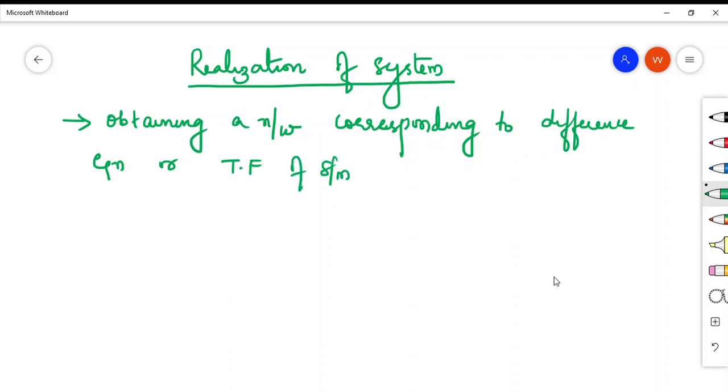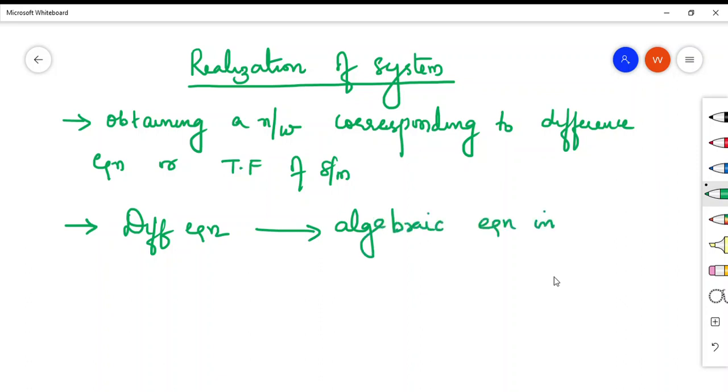Now, how is this performed? First, this difference equation has to be converted into an algebraic equation in Z domain. So, you will convert this difference equation representation into an algebraic equation using Z transform, and each term of that equation is represented by suitable elements. Now, for representing this in a network form, we have three basic elements.